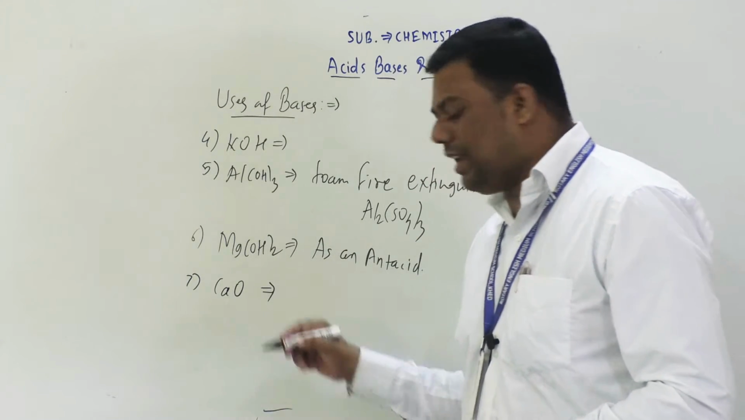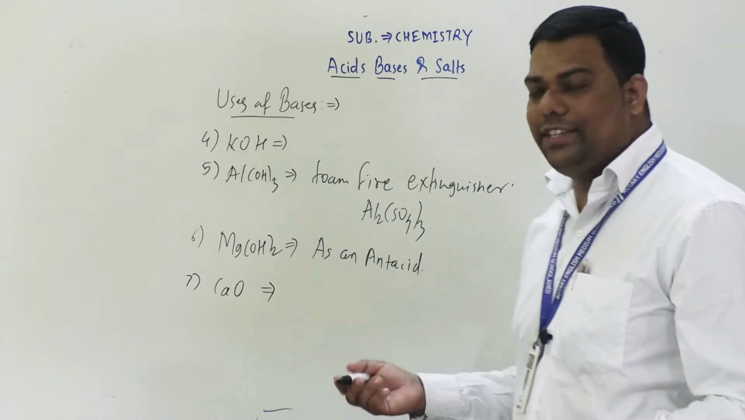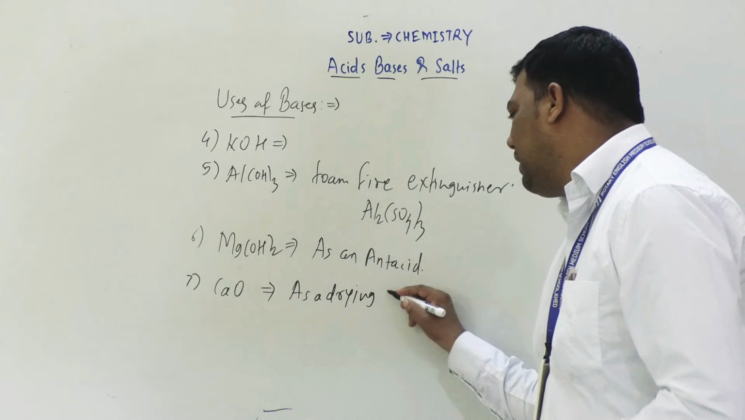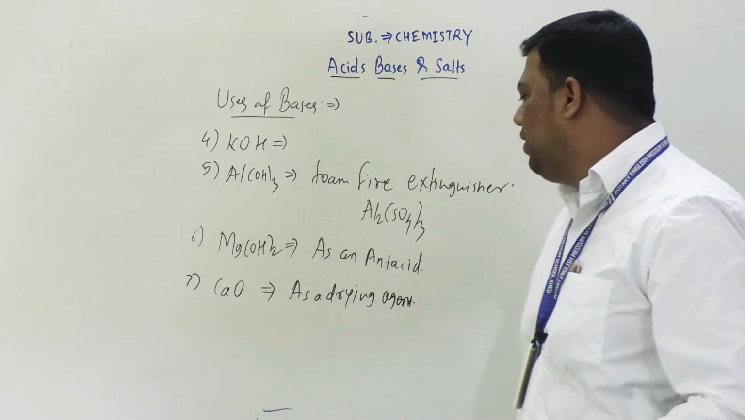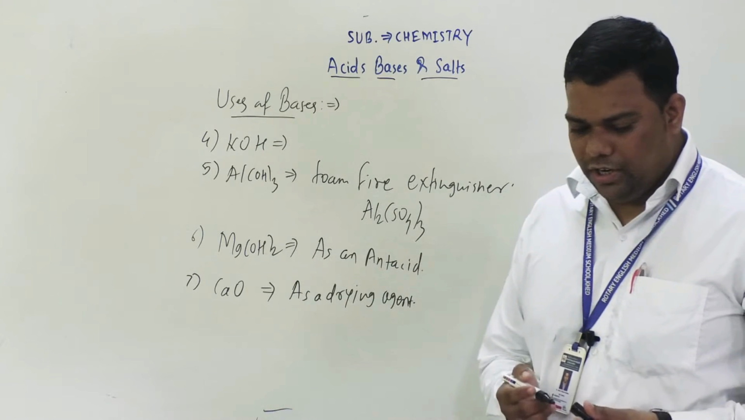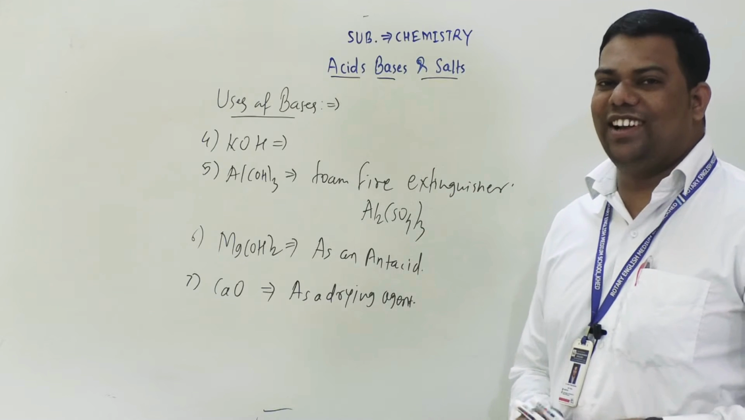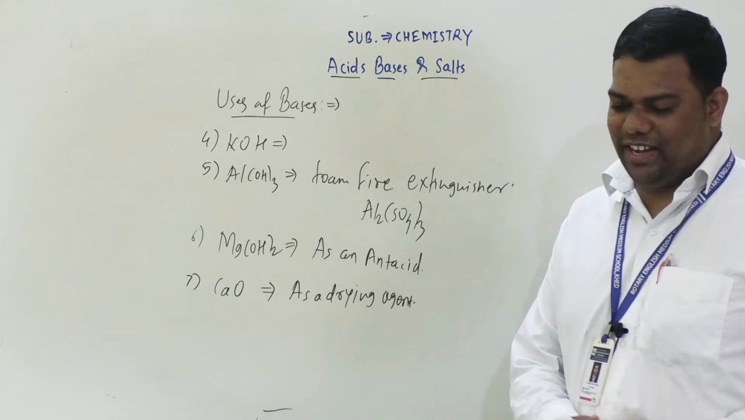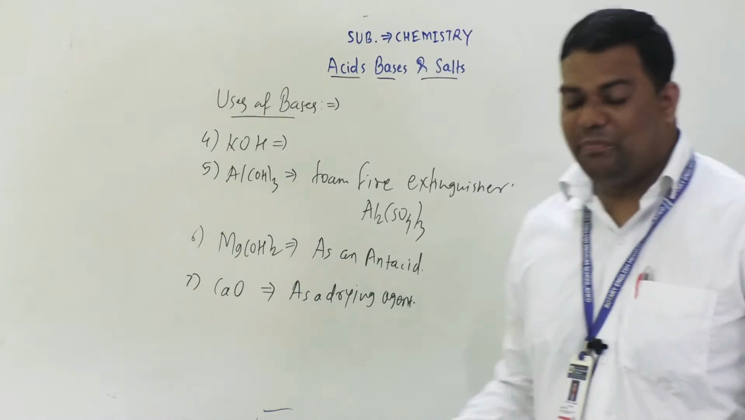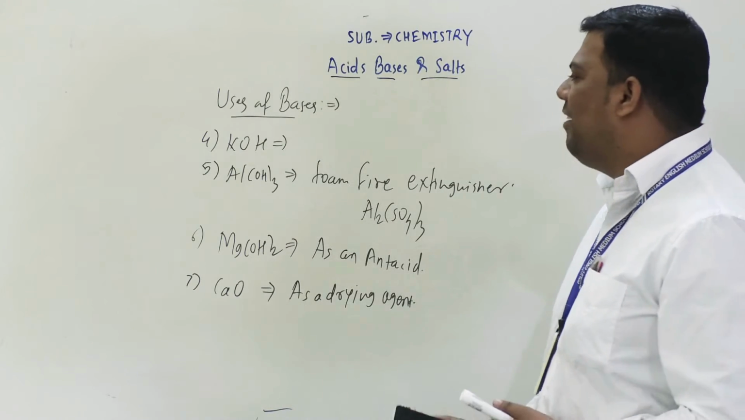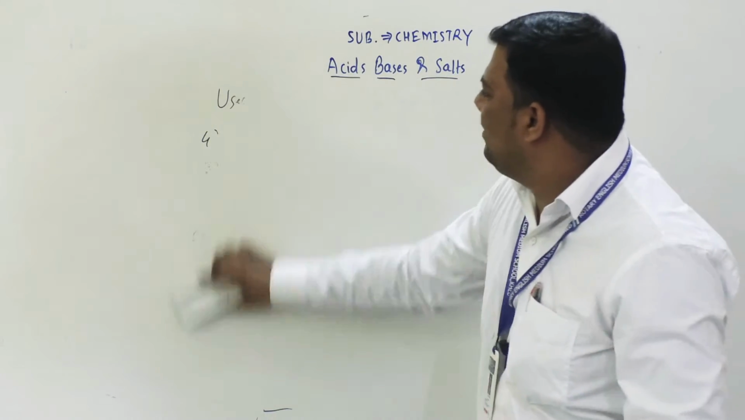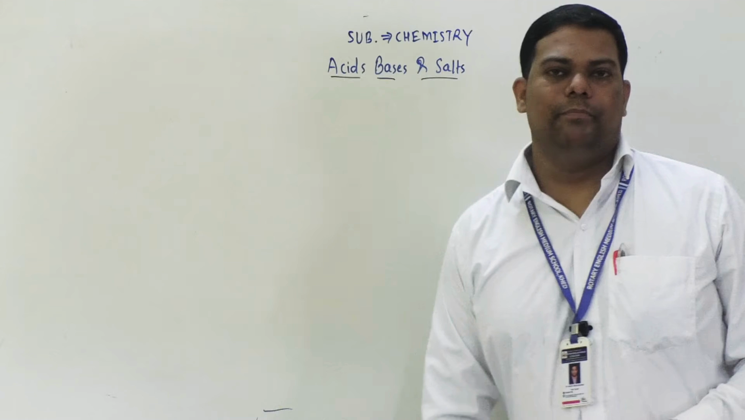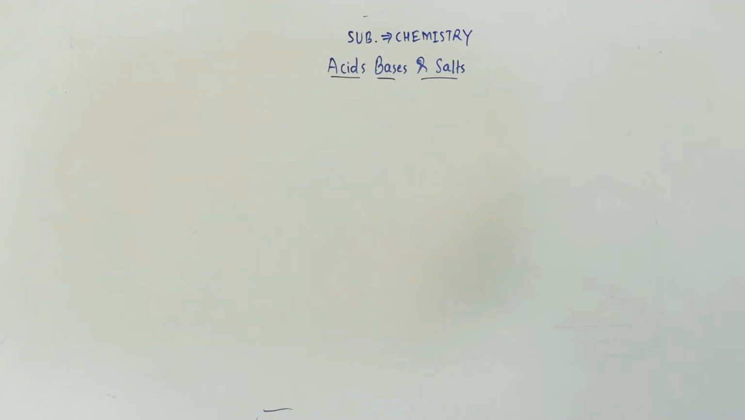CaO, quicklime. This quicklime is used as a drying agent also. Then it is used as a basic flux in the extraction of metals. We discussed this in our metals and non-metals: CaO is used as a basic flux in the extraction of metals. So these are some important uses of bases.